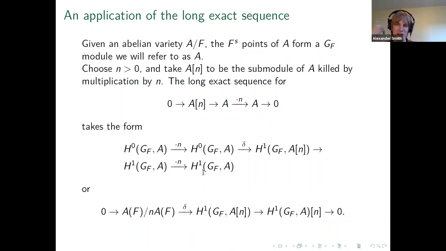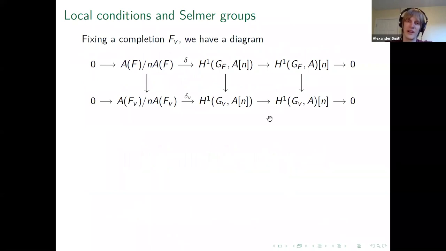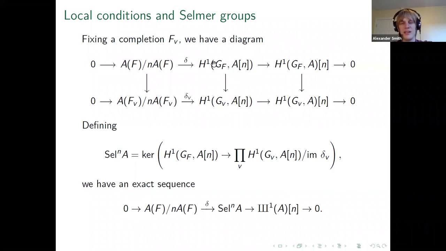Currently, the sequence isn't quite suitable for our uses because this middle object is infinite. It doesn't really tell us anything about this. And the way that we deal with this is we start to consider local conditions. Specifically, if we just localize the sequence at v, or I should say complete, so it's over F_v instead of F, we get this commutative diagram. And we see that the image of delta everywhere is going to map into the image of delta_v. So if we define the N-Selmer group as the portion of H^1(G_F, A[N]) that maps into the image of delta_v everywhere, then we have an exact sequence taking this cotorsion into the N-Selmer group of A and mapping that to the N-torsion of Sha.